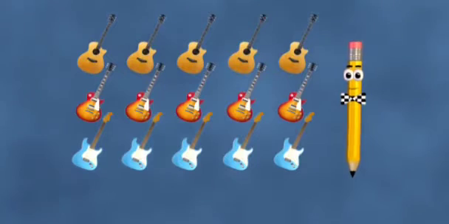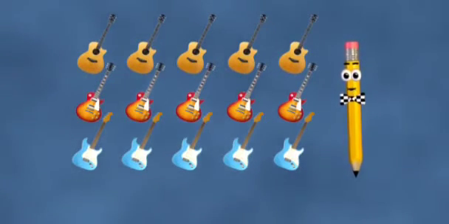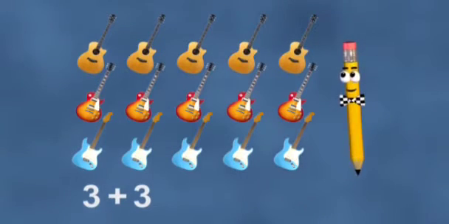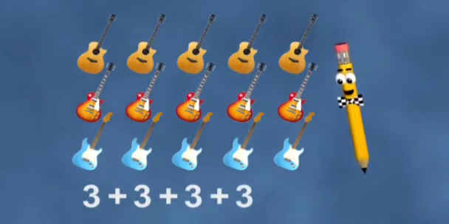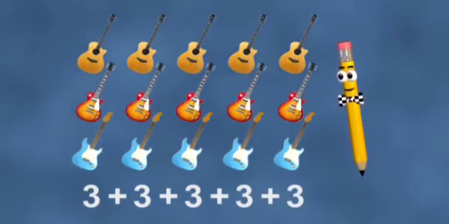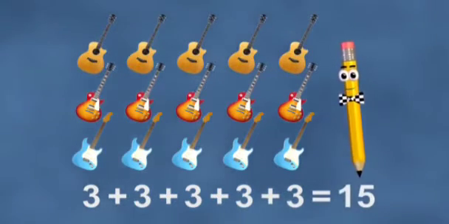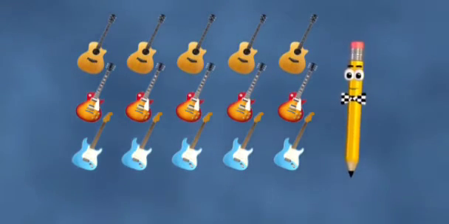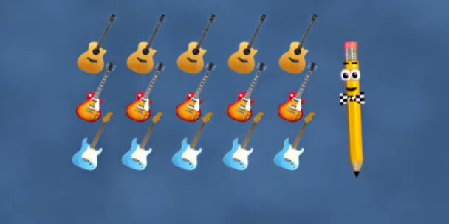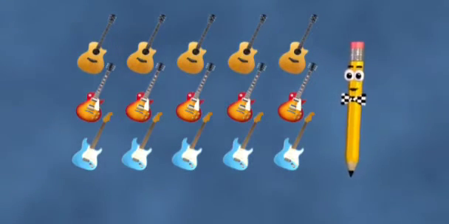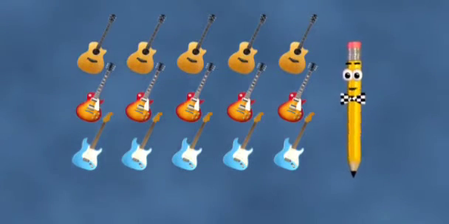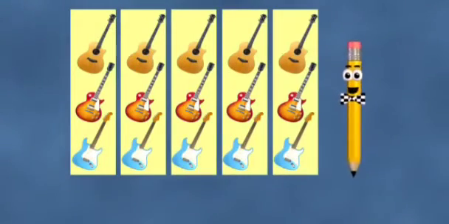Now you have 15 guitars together, with three different kinds. How will you count? 3 plus 3 plus 3 plus 3 plus 3 is equal to 15. It is very slow. So we can make it as 3 groups, 5 times. That is 3 guitars, 5 times.